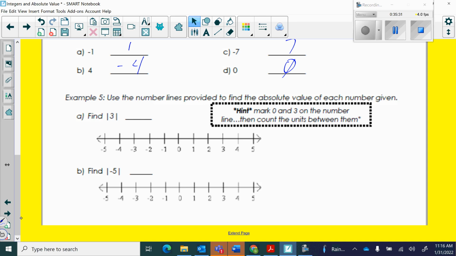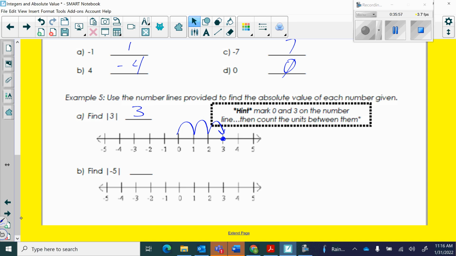Okay, our next one, we're going to be able to use a number line just to help you visualize what this means. So what is the absolute value of 3? 3. To visualize it, I put a mark at 3. So I graph number 3. I just count from 0. How many did it go? 1, 2, 3. It's 3 away from 0.